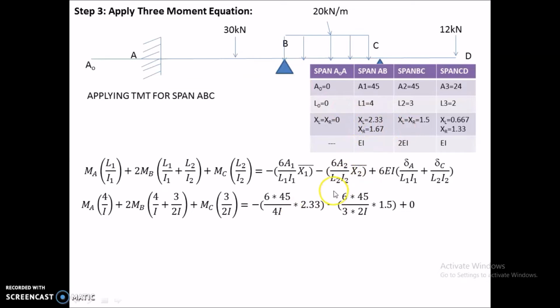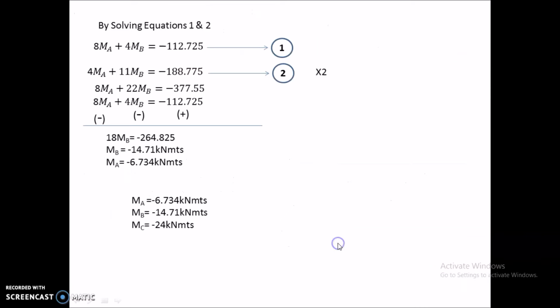And coming to this value, minus 6 A2 is 45 again, divided by L2, which is 3, and I2 here is 2I, into XR here. So XR is 1.5, and since there is no settling of support, this value will be 0 again. Now by solving this, we will get another equation as 4MA plus 11MB, which is equal to minus 188.775. Mark it as 2, and the next step is to solve these two equations.